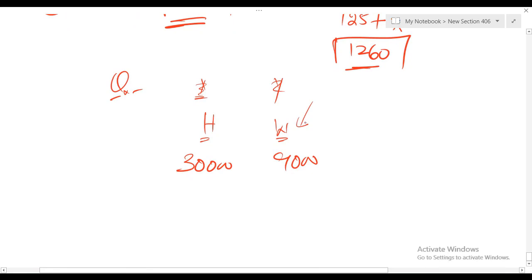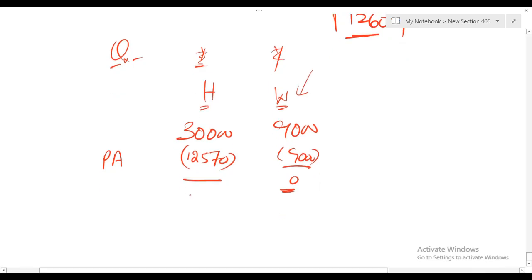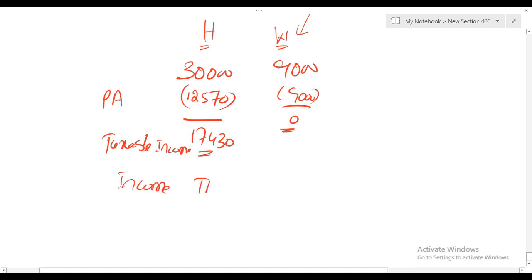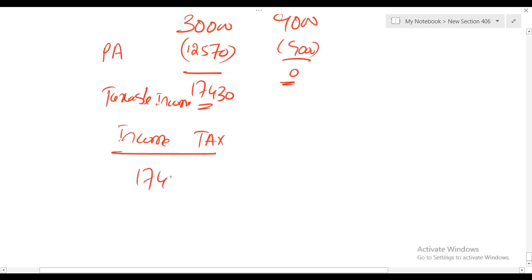So obviously we will advise this couple that they should claim marriage allowance. Let's say they agree to the marriage allowance. Now let me tell you how marriage allowance works. First you have to deduct the normal personal allowance 12570. Let me use a calculator. 30,000 minus 12570. Husband has taxable income of 17,430. Let me calculate income tax. 17430 into 20% is 3,486.